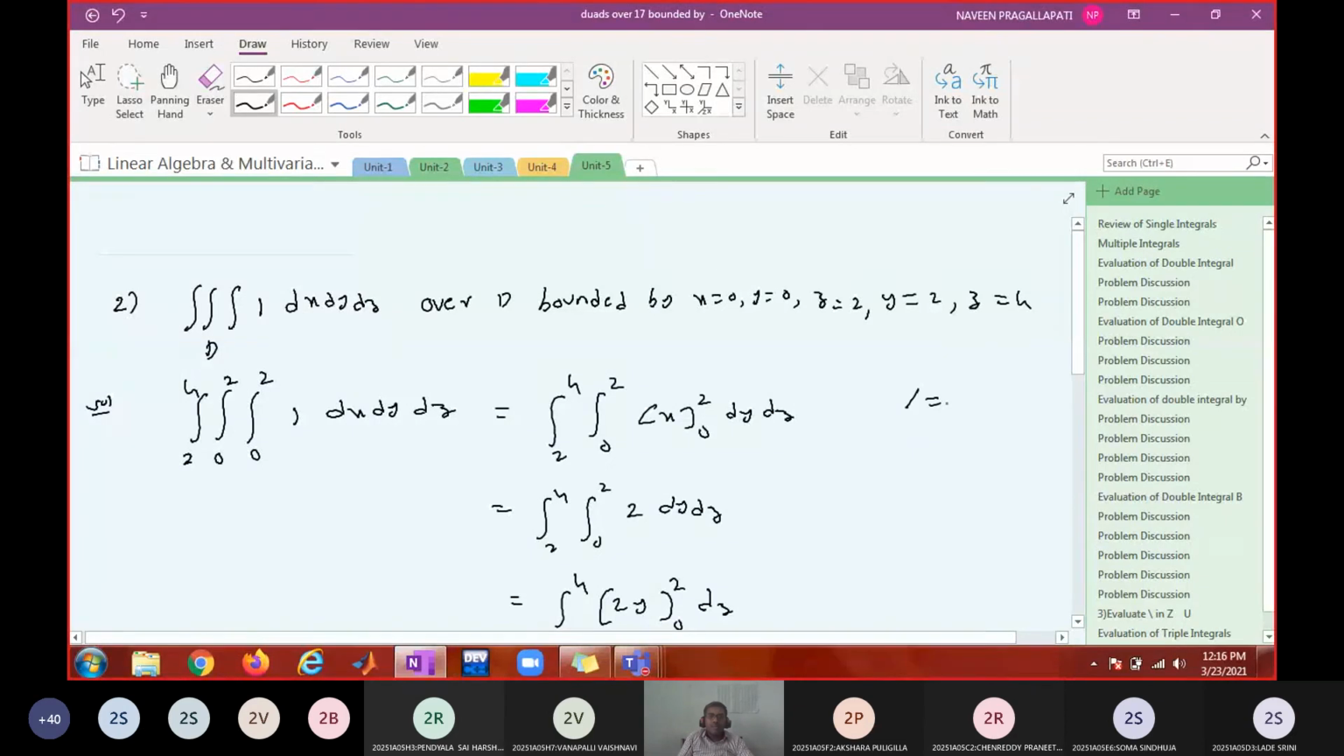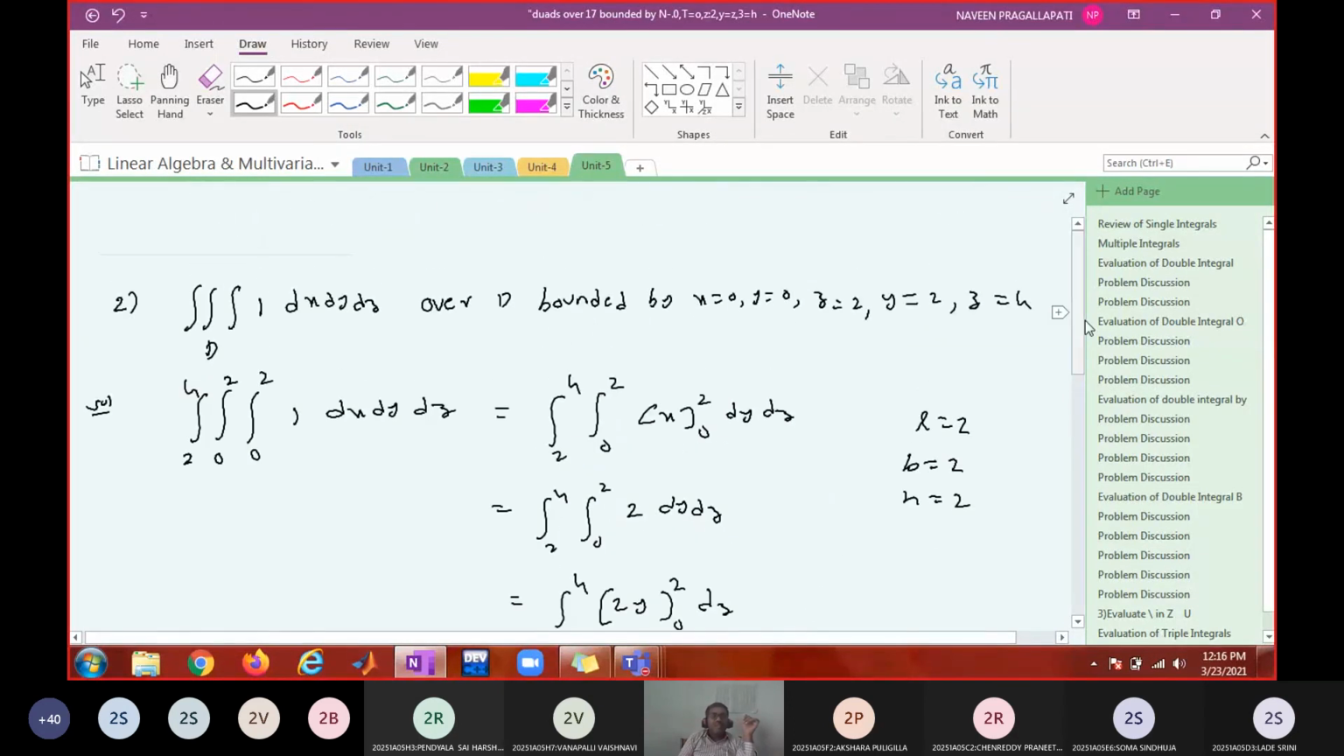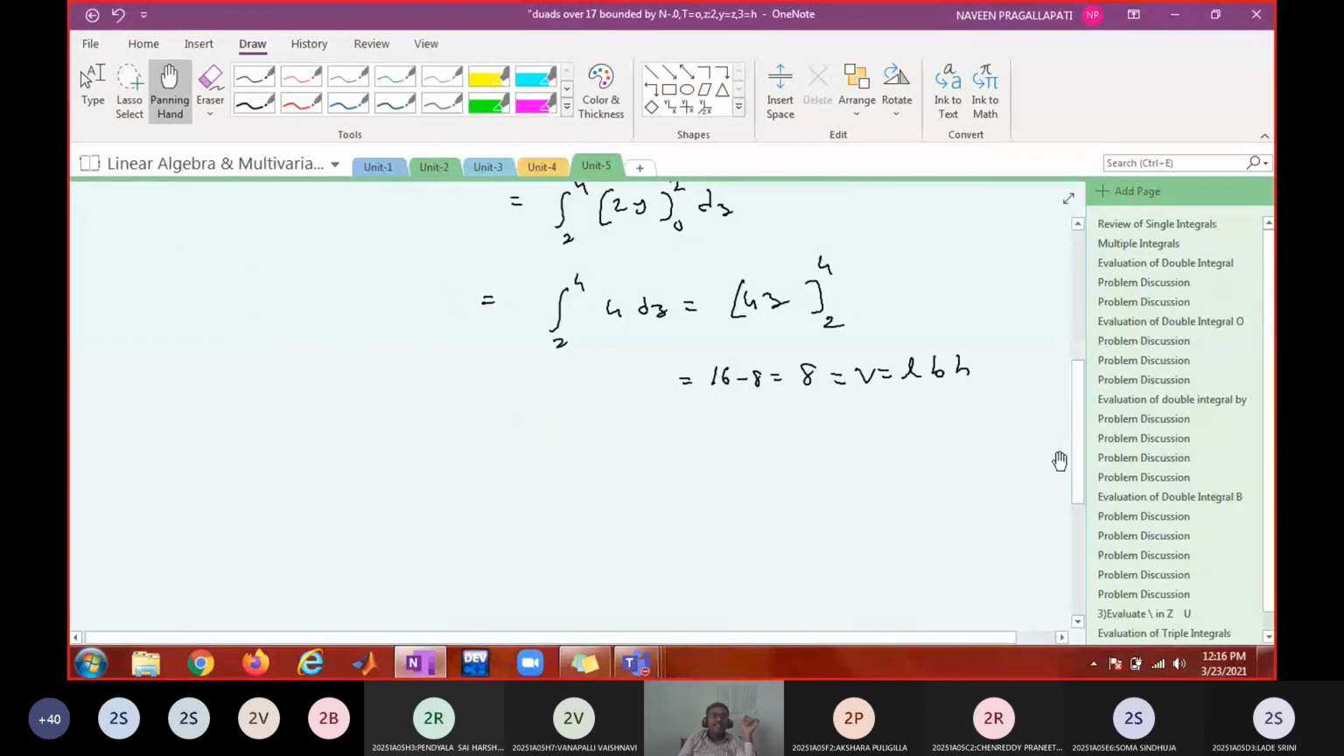Length is 2. Width is 2. Height is 2, since 4 minus 2 is 2. The volume formula is LBH: 2 into 2 into 2 is 8. Is that clear? So the triple integral gives volume only when the function is constant, only when the integrand is constant. Otherwise, it will not give the volume. Is it clear?